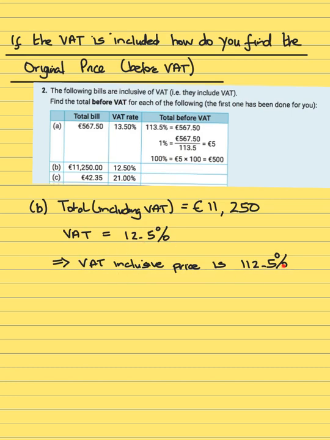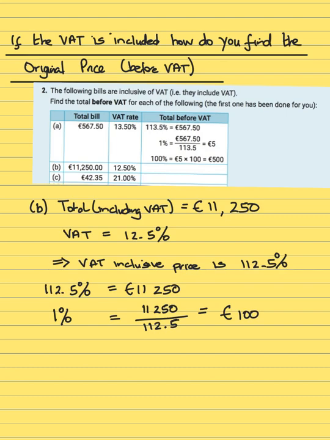So this sentence here is really important. But we know that that VAT inclusive price is 11,250. So that 11,250 is 112.5%. So we get 1% by dividing our 11,250 by 112.5. This is very important here. Do this in our calculator and we get €100. That means 1% is €100.